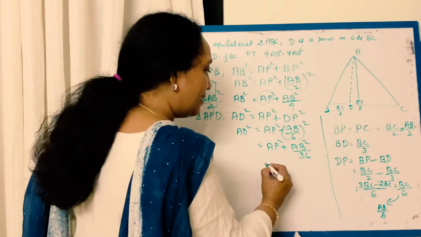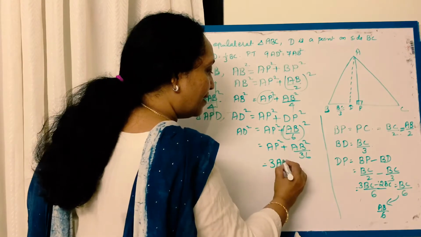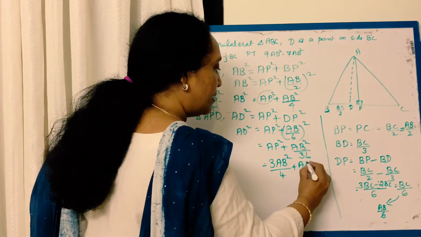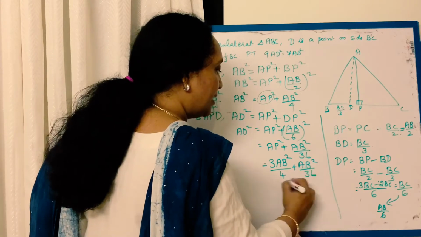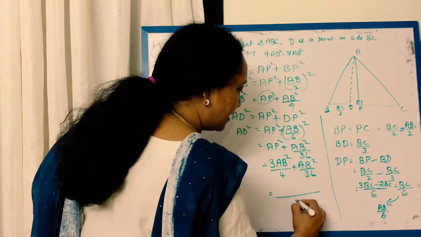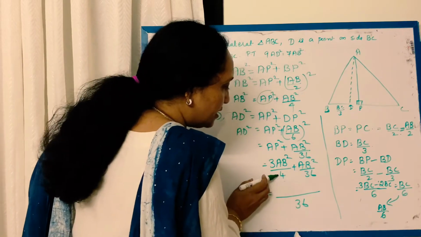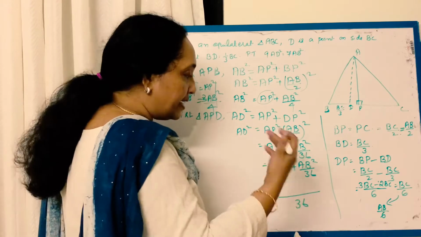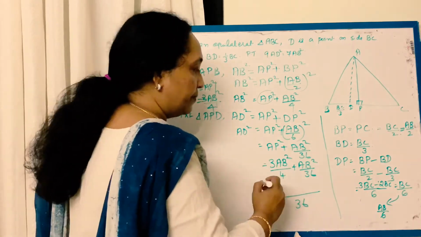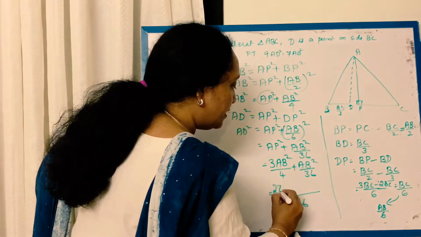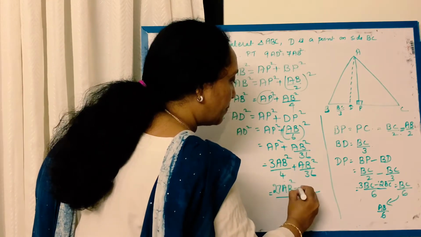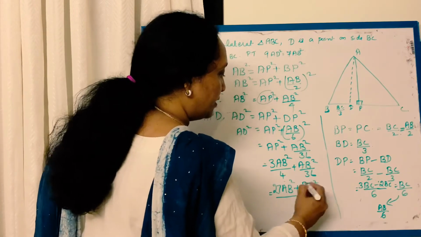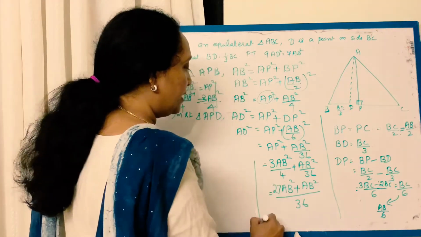So here that value you substitute: 4 plus AB square by 36. Here take LCM, 36 is the LCM there. So in 36, 4 how many times? 9 times. Okay. That 9 into 3AB square is equal to 27AB square plus AB square. That is 28AB square by 36.